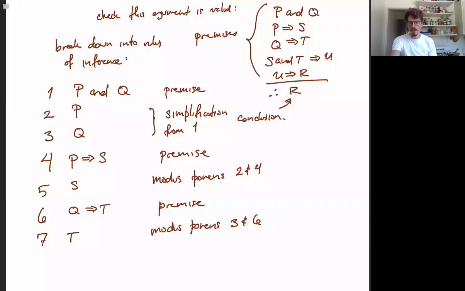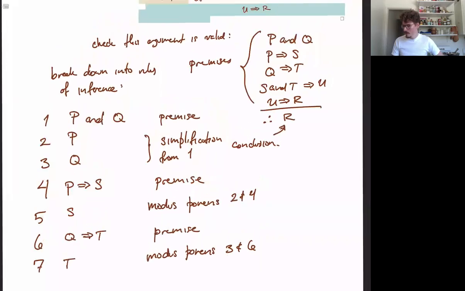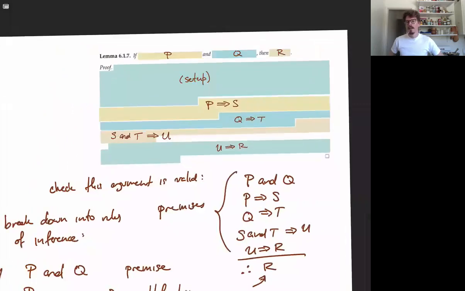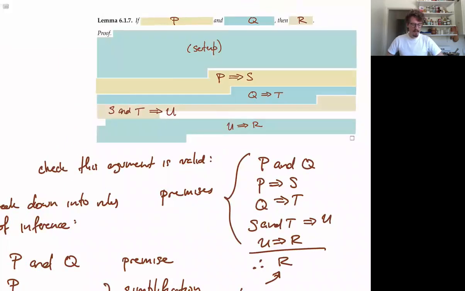How did I know to introduce S, T, and U? This is a good question. Let me say that that is beyond what we're talking about today. That's part of understanding the mathematics and the proof writing. So I'm not worried about what they are and why they're there for now. I'm just worried that the logic makes sense.